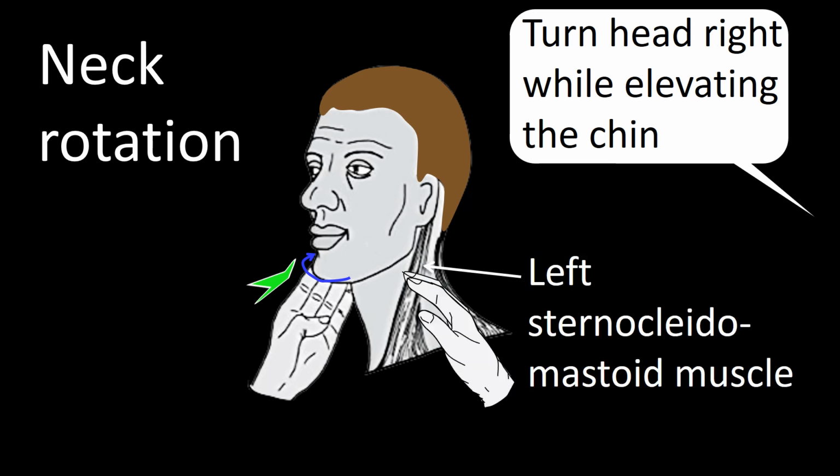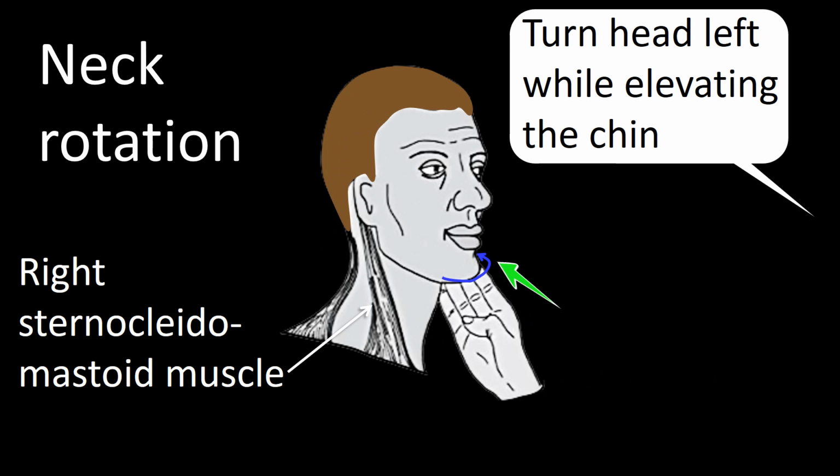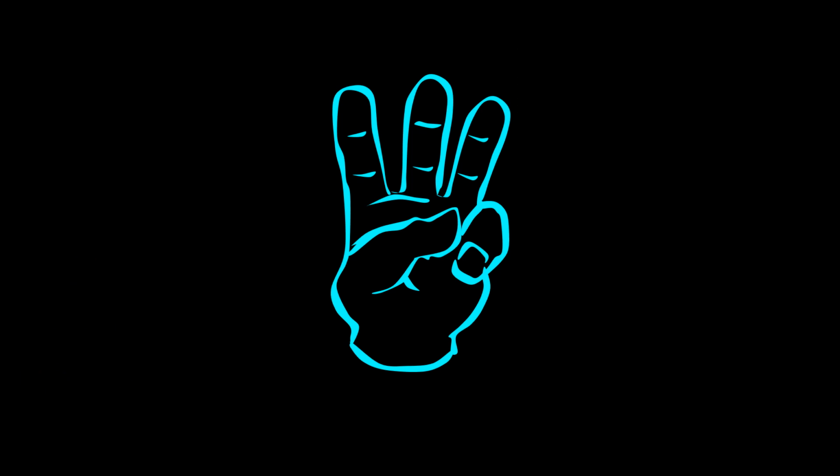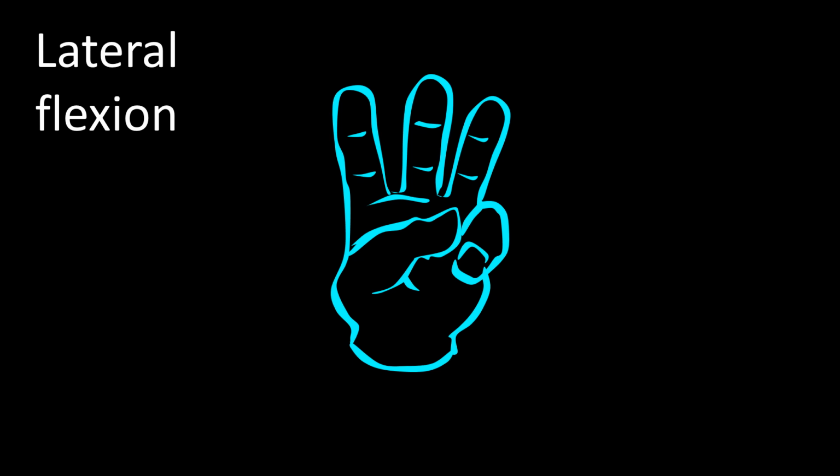And as you palpate the left SCM with your other hand, you will notice that it will tense up, a proof of its contraction. Then you should do the same on the opposite side. The third maneuver consists of lateral flexion of the neck.